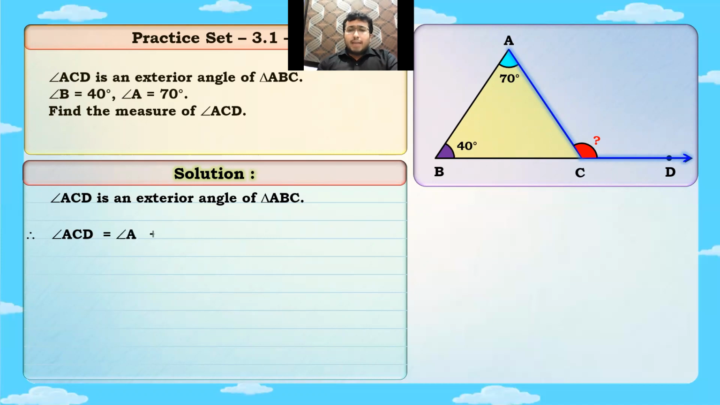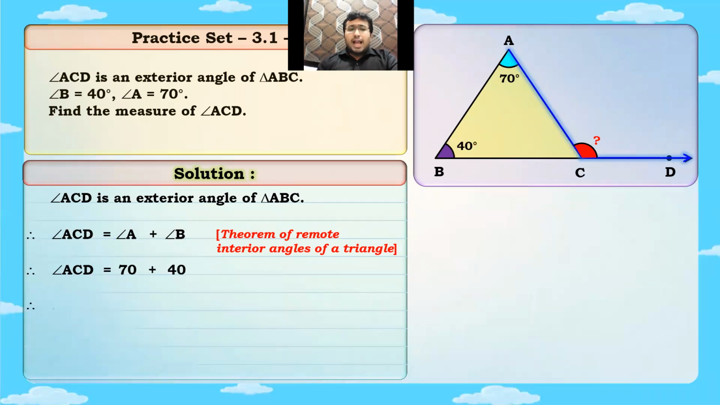So angle A plus angle B. Reason will be theorem of remote interior angles of a triangle. Angle ACD will remain as it is. Angle A will be written as 70 plus angle B will be written as 40. Angle ACD is equal to 70 plus 40. Students, 70 plus 40 will give me, yes, 110. So measure angle ACD is 110 degrees. Okay.